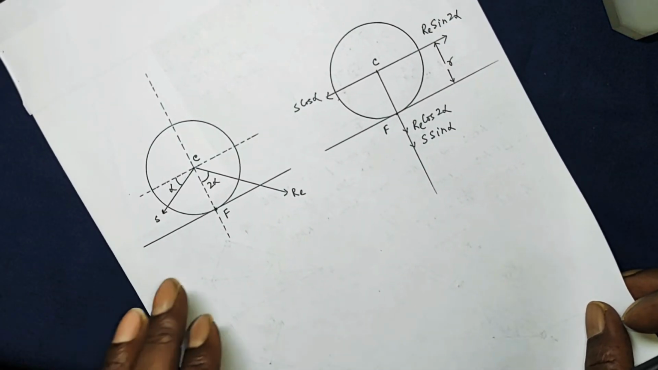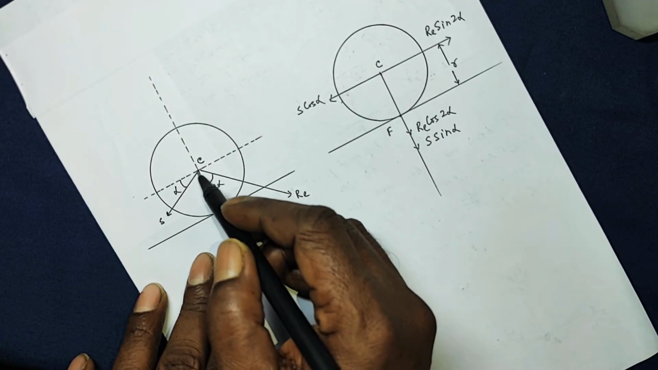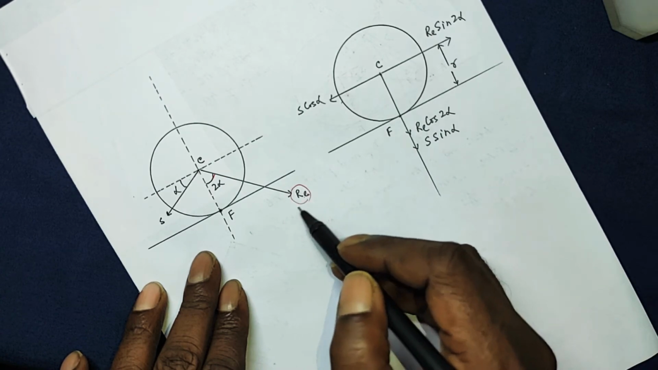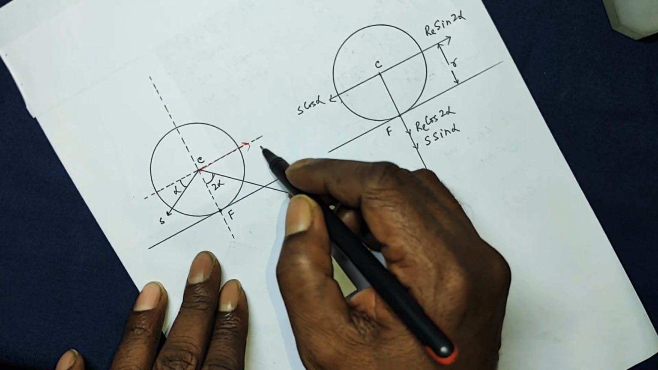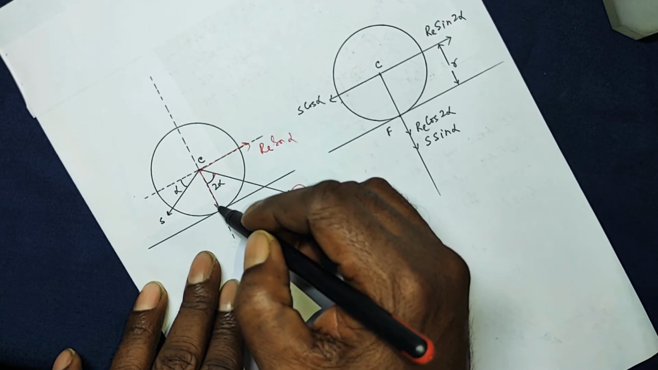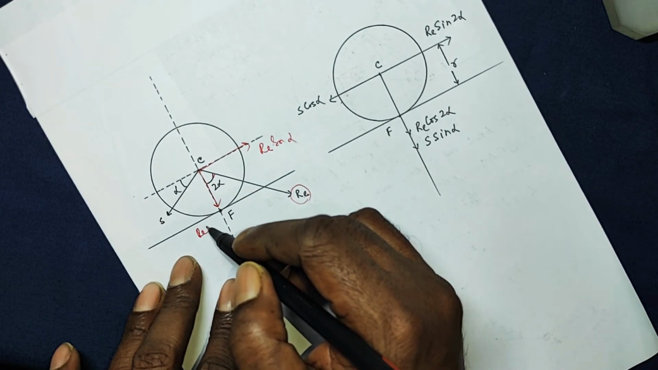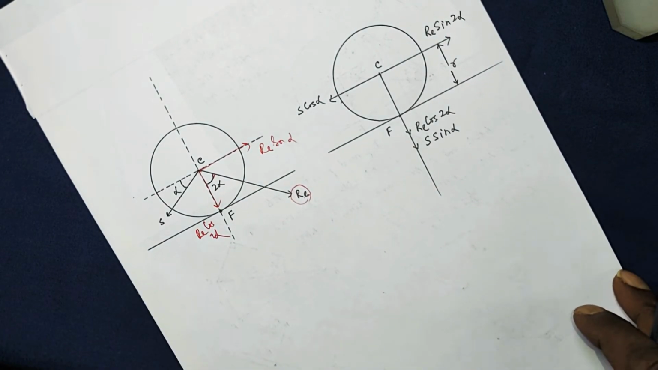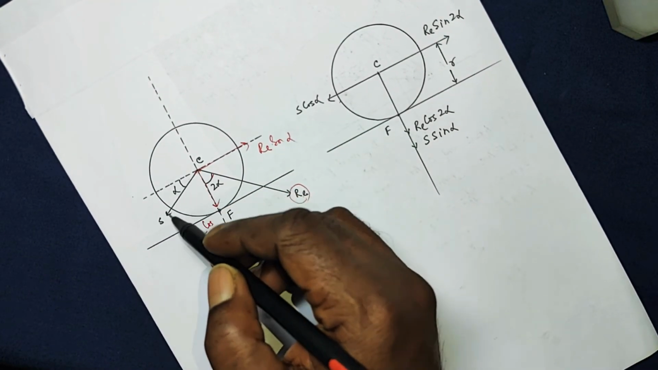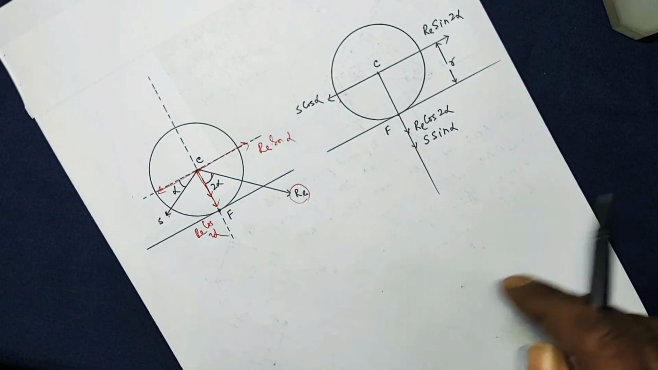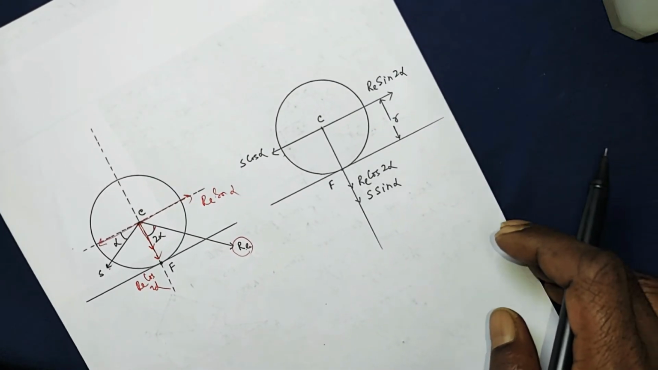Now look here. This is your RE, this is your 2 alpha. So one component of RE will be to this side, RE times sine 2 alpha, and to this side will be RE times cos 2 alpha. And the component of S to this side will be S cos alpha, to this side will be S sin alpha. And that is what is shown here.